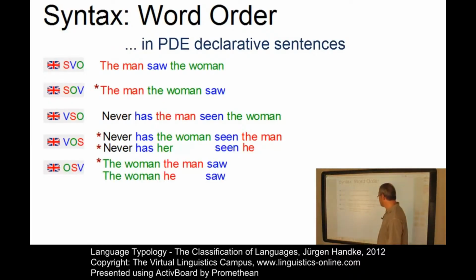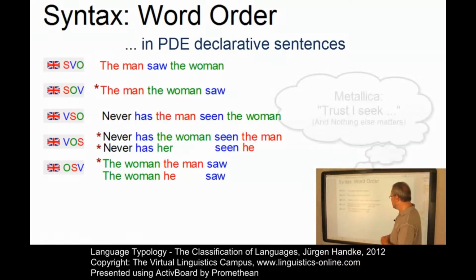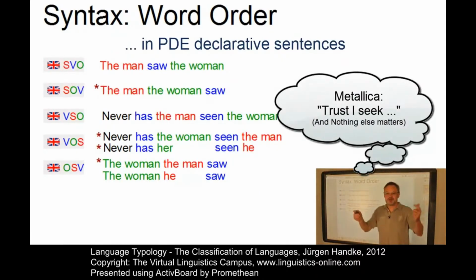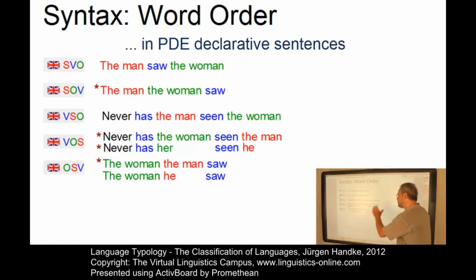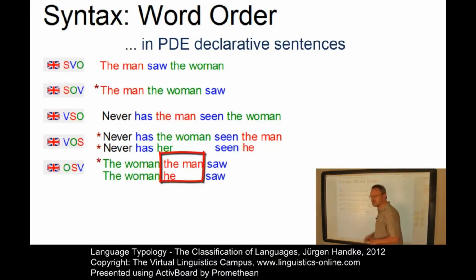OSV, the next word order, the woman the man saw, is impossible. However, quite interestingly, it works in cases of object fronting under certain thematic pressure. The woman he saw, or I always remember the famous Metallica line, "Trust I seek," from Nothing Else Matters. The old rock musician comes through. So this works, however, in very rare cases. In fact, the condition is that the subject, he, must be nominative marked. So, for example, we have I, he, she, we, and they.